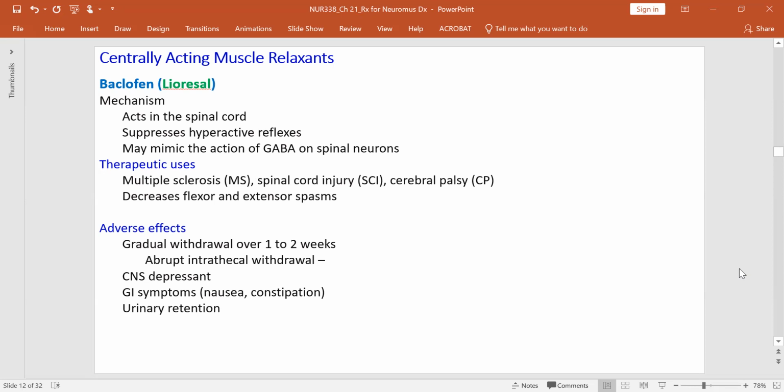So the baclofen Lioresal indications or therapeutic uses are multiple sclerosis, spinal cord injury, and cerebral palsy. Very effective for these three conditions. It decreases the flexor and extensor spasms. It suppresses resistance to passive movement, but it's not recommended for patients with stroke or CVA.